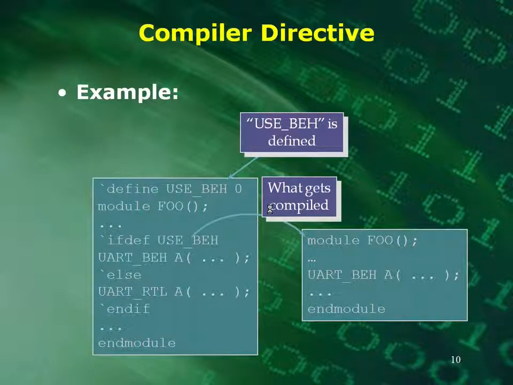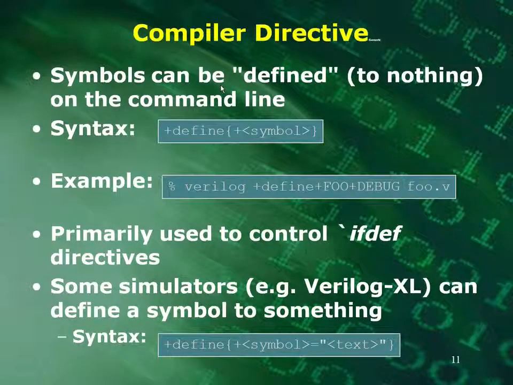So like I said, the symbol can be defined to nothing. And you can do this also on the command line. You can say +define and then one or more of these symbol names. When I say Verilog here, this is just your particular Verilog compiler, whether it be ModelSim or whoever, so this is just generic. Here I've said +define+foo+bug. So I've made two defines here, foo and bug. If my code is looking for those to do something based on them being defined, this is how I can do it at the command line.